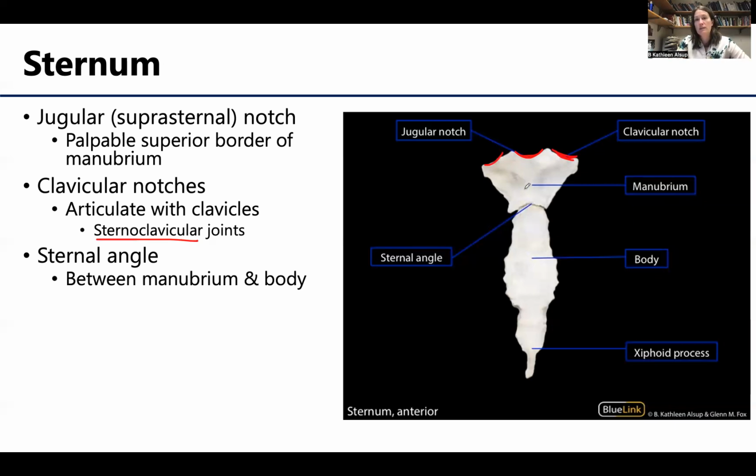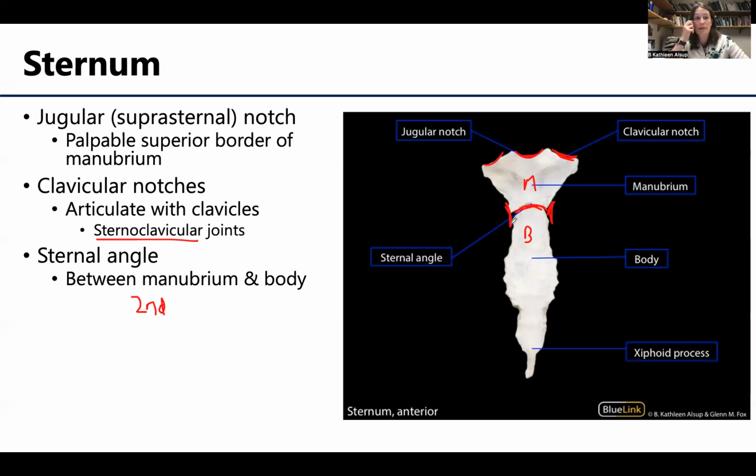Now, the area between the manubrium and the body is this region right here called the sternal angle. And the sternal angle is also palpable. So generally you can palpate the jugular notch and then move down just a little bit inferiorly. And the most anterior projecting part of the sternum is this sternal angle. And so generally what you can do is palpate that sternal angle, and you know that you are at the level of the second rib in terms of where the second rib will attach. And that helps in terms of being able to count ribs.